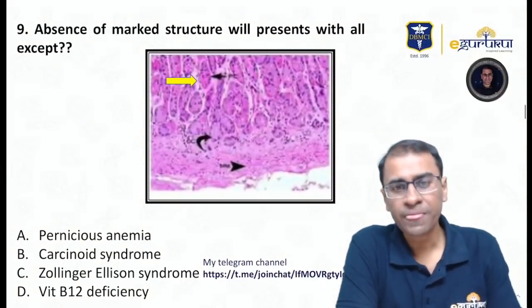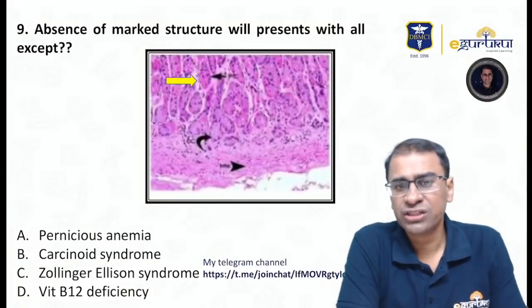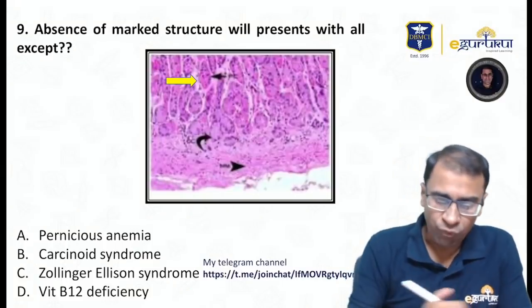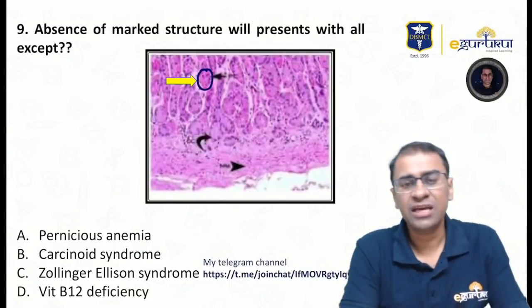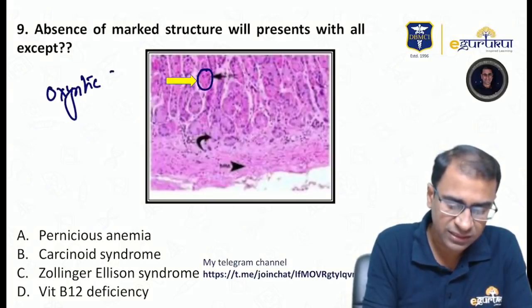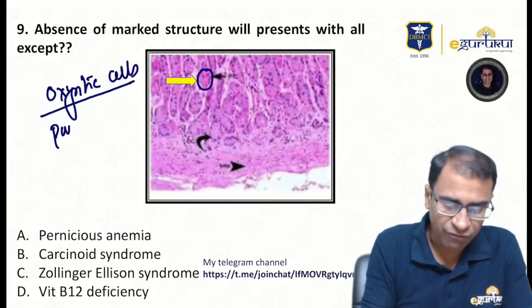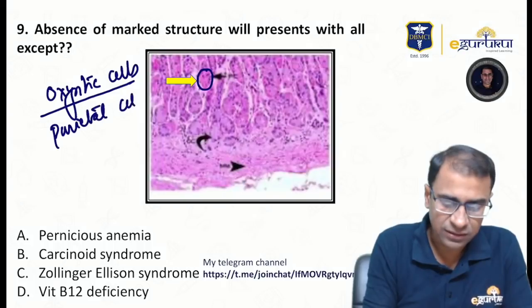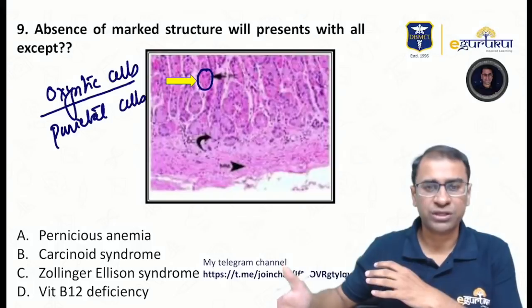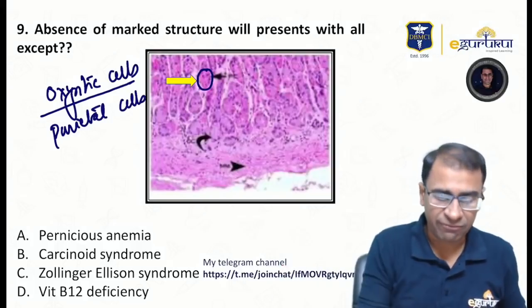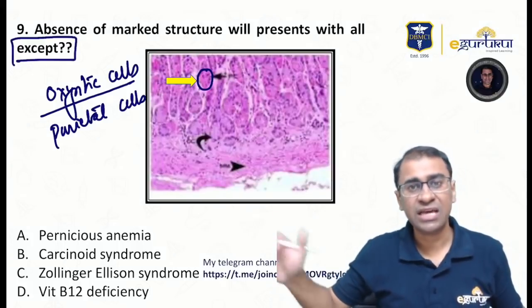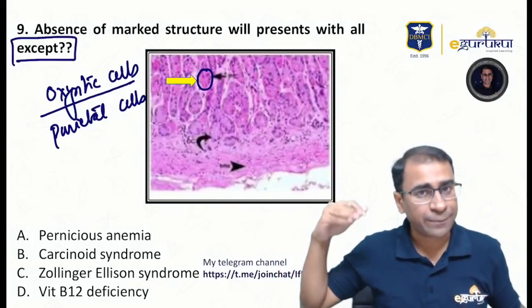Okay. Now, absence of the marked structure will present with all of the following except. See guys, what is marked here? It shows you basically a type of parietal or oxyntic cells. Oxyntic cells or a type of the parietal cells. And remember, among the given options, it is asked which of them will be shown, except. So, which of these four diseases can be there with an absence of parietal cells?